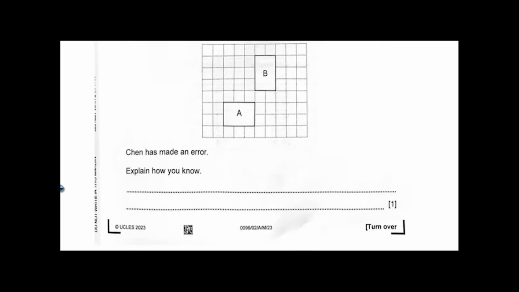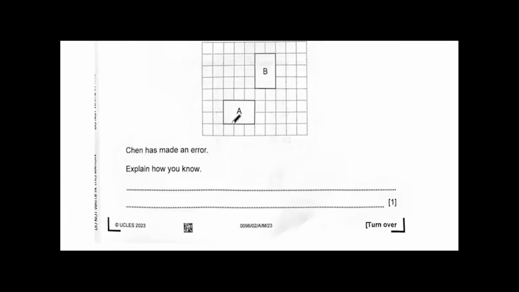Let's go to question 20. Chen tries to translate rectangle A. His answer is rectangle B. Okay, so Chen has made an error. Explain how you know. The error here is that the dimension of shape A changed after his translation, because after translation the dimension should remain the same. That is, the length and the breadth of object A and the image B are not the same.